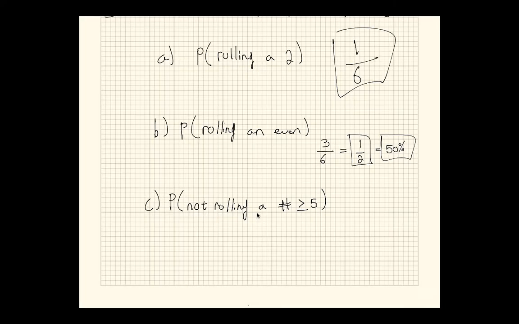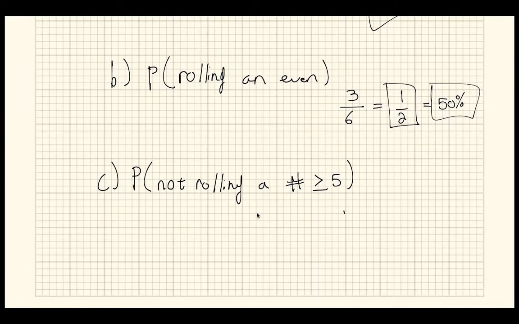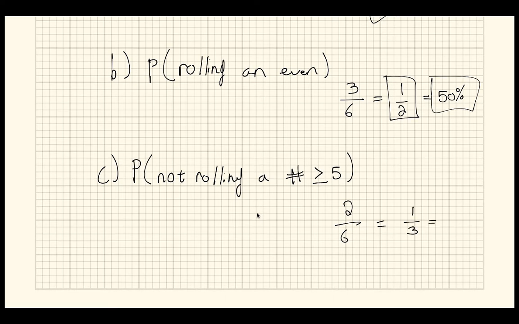So 50%. Probability of not rolling a number greater than or equal to 5. So let's think about that. That means we would want to roll a 5 or 6, right? So that's 2 outcomes out of 6. We can reduce that to 1/3, which is about 33.3%. Again, not rolling a number greater than or equal to 5 would mean rolling 5 or 6. So that's probability for those.